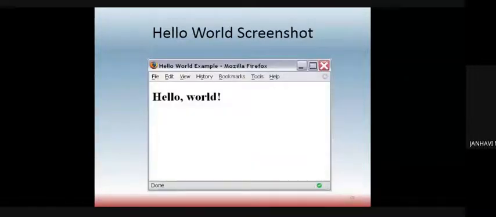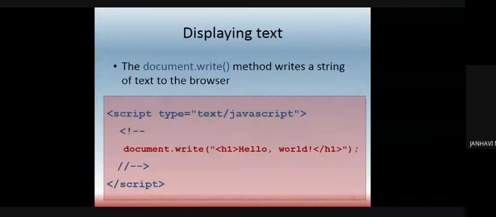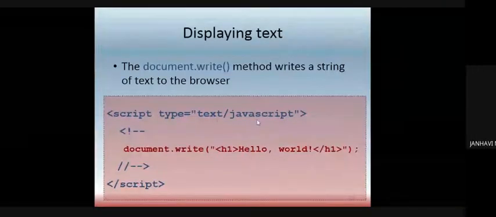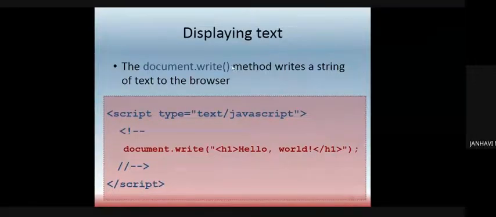So now let's try to understand how these things work. Most importantly, we have something called document.write. What does this do? This particular method helps to write a string of text to the browser. So whatever text you include, whether or not you include it in the header tags, in both ways whatever text is inside will get displayed onto the screen. Since I've used the HTML property of header 1, it will get displayed in the header 1 property.